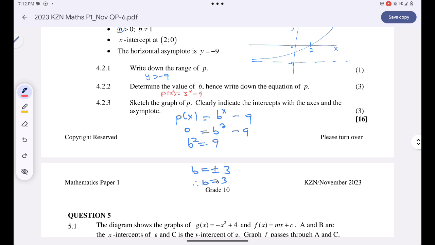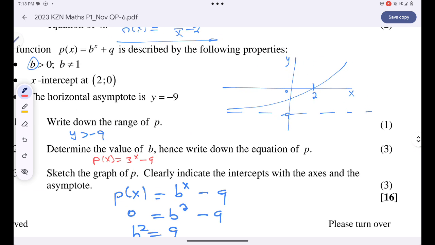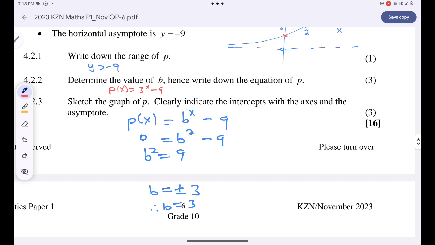Okay, sketch the graph of p, clearly indicating the intercepts with the axes and the asymptotes. Okay, I've already drawn my graph, and I've indicated the x-intercept and the asymptote. The only thing I need to indicate is the y-intercept. How can I do that?